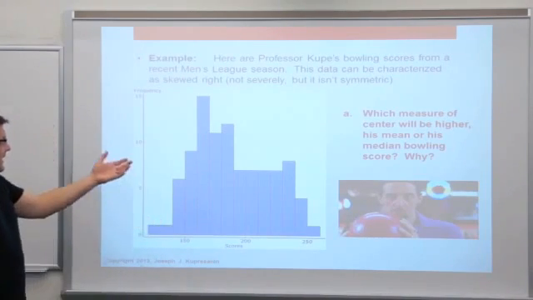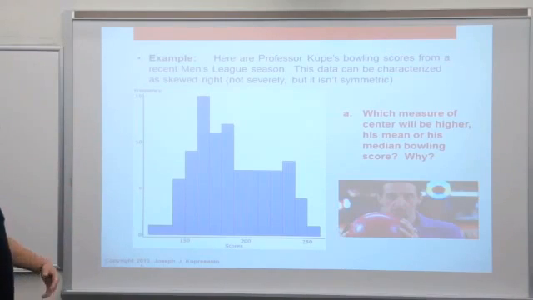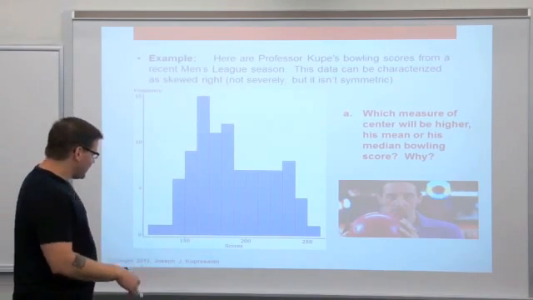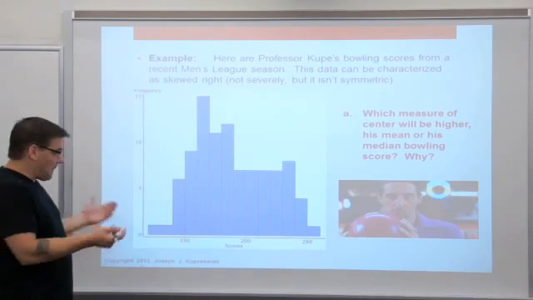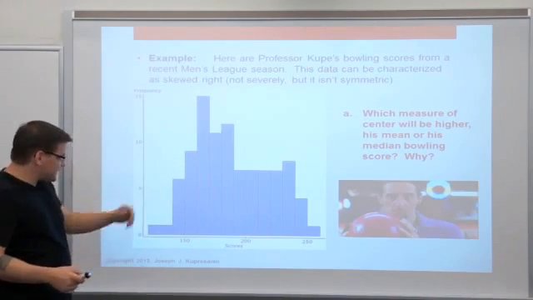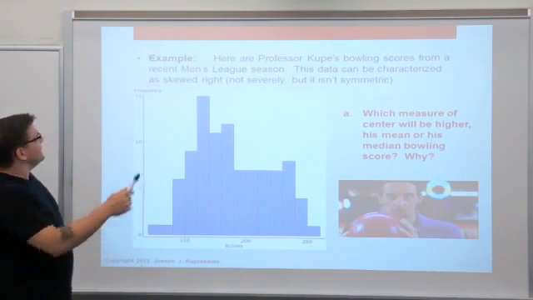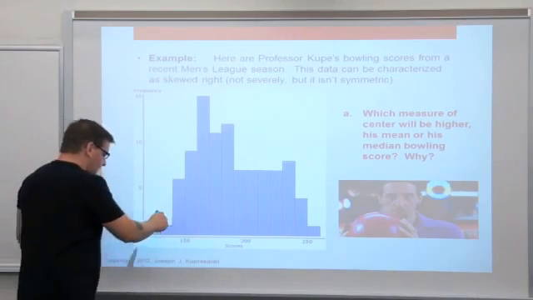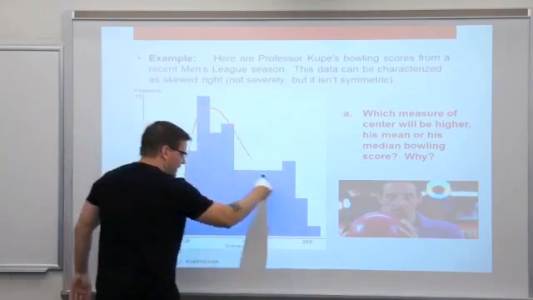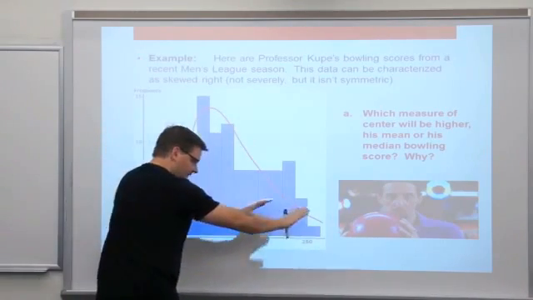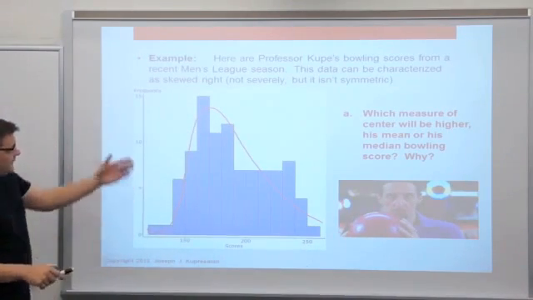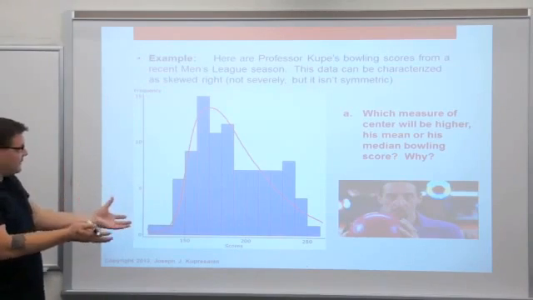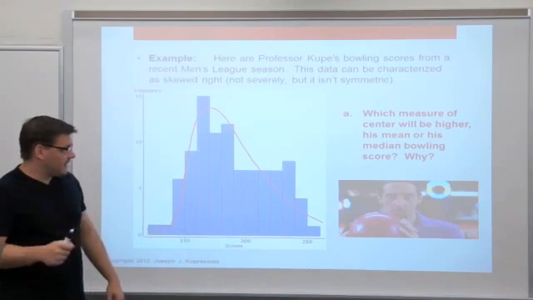New example. A couple years ago I was in a bowling league. I recorded all my bowling scores as a statistician might happen to do. Here's a histogram of my bowling scores. The data could be characterized as skewed, right? If I tried to draw in a smooth curve here, there's definitely a little bit of a tail heading out to the right. We would pick the median. If we had to pick one measure of center, we would pick the median here.